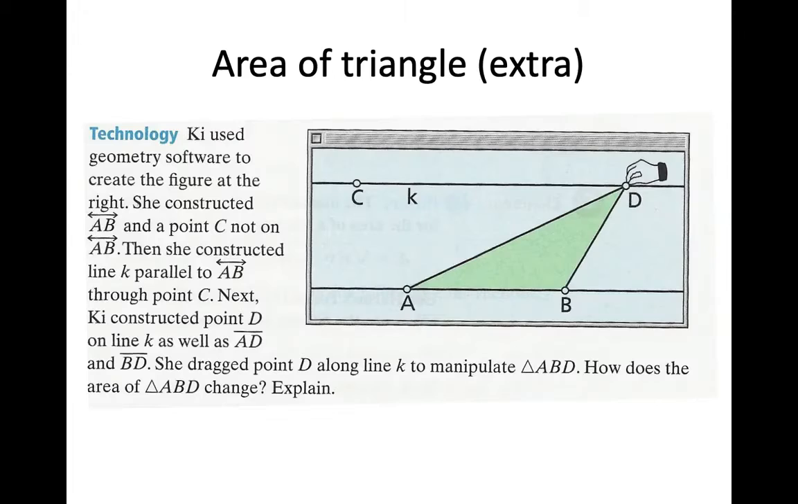Explain. Well, the area does not change because the base stays the same at AB, and the height stays the same because, as we learned earlier, the distance between any 2 parallel lines is always congruent. So the height is going to be the same whether she goes to point C, point D, or in fact any point on line K. So anywhere that Kai drags this, she will still have triangle AB, and whatever the third point is will always be the same area.